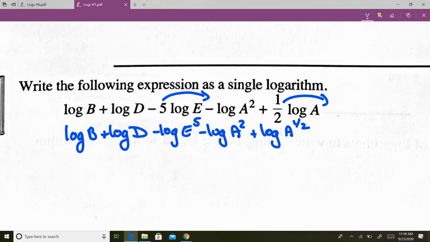Now we just got to put it all together. So anything being added, i.e. positive sign in front of it, is being multiplied, right? And anything being subtracted is being divided. The shortcut is anything being added will be in the numerator, anything being subtracted will be in the denominator. So you can right away just go, well, it's going to be log, add, so b times d times a to the half over, subtracted, e to the 5, a squared.